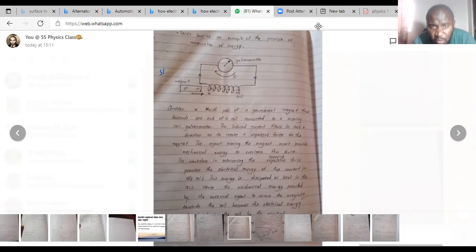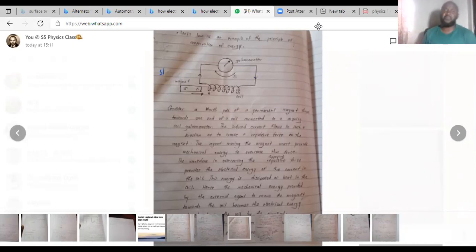Now, the agent or the person who is moving the magnet must provide mechanical energy to overcome that force. You are trying to push the magnet to the solenoid, but the solenoid is trying to repel the magnet. So you increase the energy. You put in more energy to push this magnet into the solenoid, so you are providing mechanical energy. When you provide mechanical energy to overcome the force, the work done in overcoming the repulsive force provides the electrical energy of the current in the coil. This energy is dissipated as heat in the coil, hence mechanical energy is provided by the external agent. The external agent, I'm assuming, is you, the person pushing the magnet.